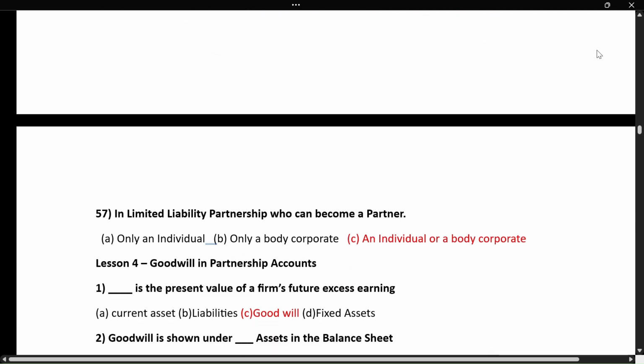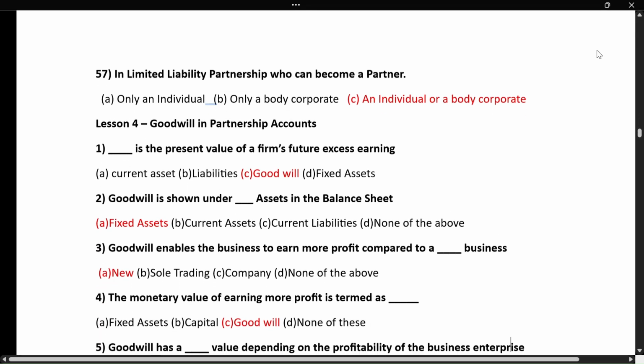In a limited liability partnership, who can become a member? An individual or a body corporate can become a member.